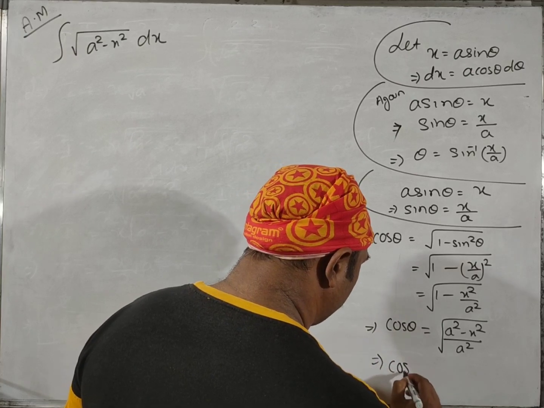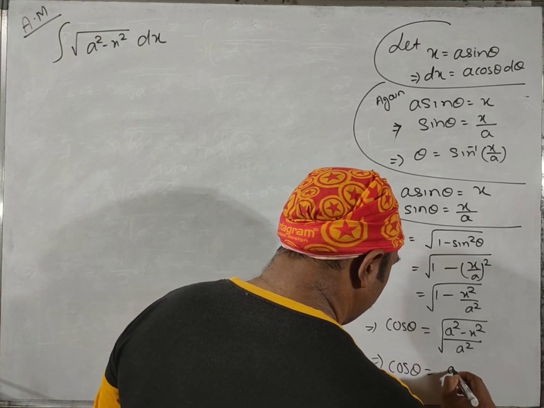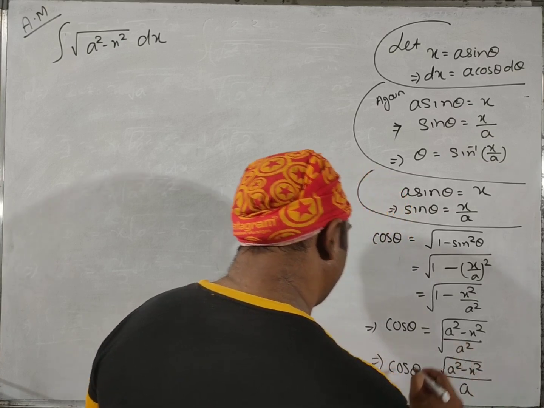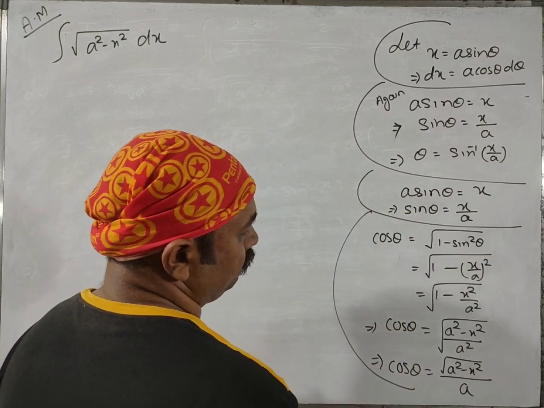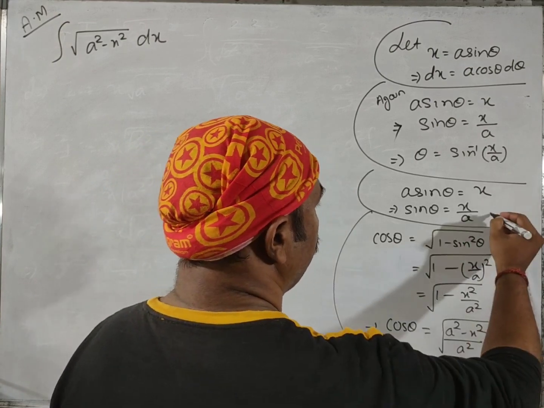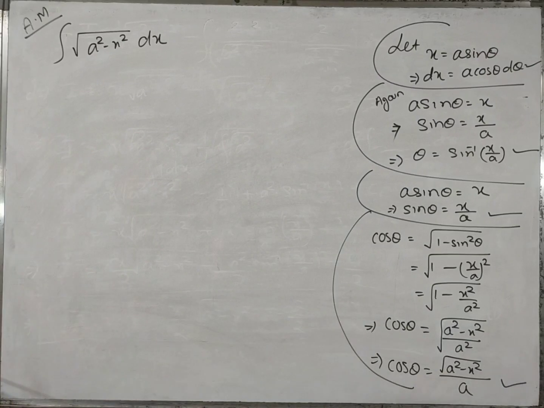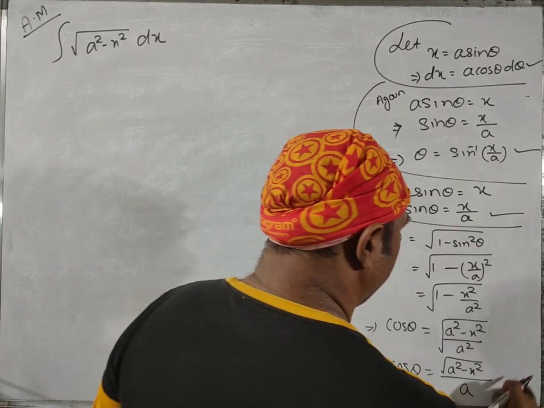That implies cos theta is equal to square root of a square minus x square, whole divided by a. So this is one value, this is one value, this is one value, and this is one value. These four values are required for our problem.